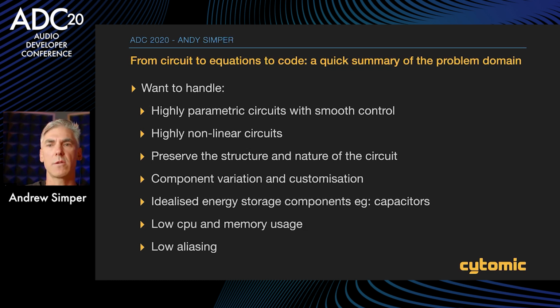We want to handle highly parametric circuits with smooth control. In other words, knobs, like we saw in that synth: you turn the knob, it does something which sounds cool. So that's the parametric. It changes the circuit based on our interaction, as we're playing this instrument or turning the knobs to do something. And that's a big part of what we need to cover.